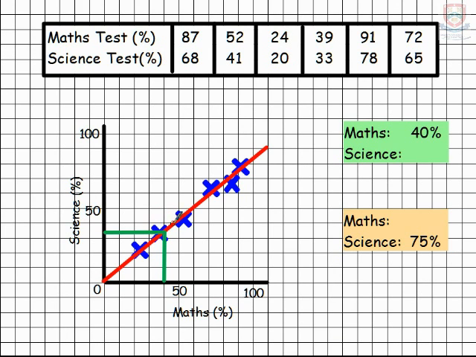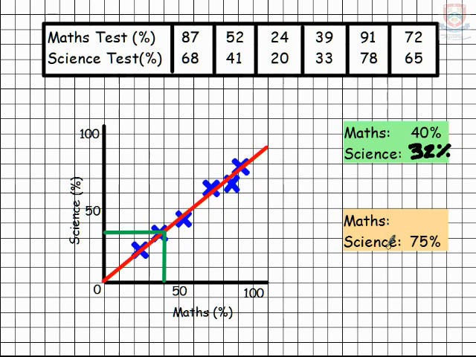It has to be an estimate because we know not all the points lie on this line, but it gives us a pretty good idea. In this case, it would give us a science result of about 32 or 33%. It's very important that we show these lines so that we can identify where this number has come from.